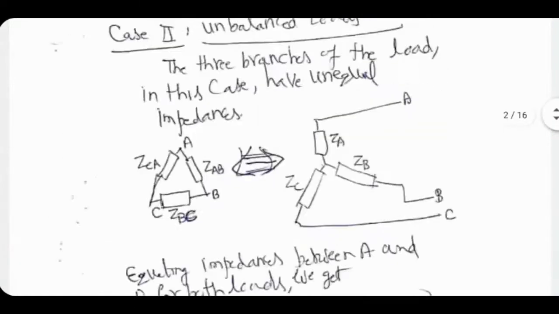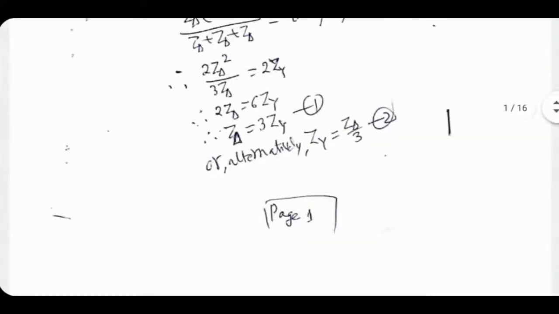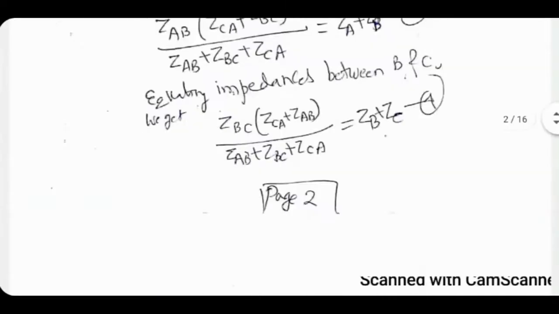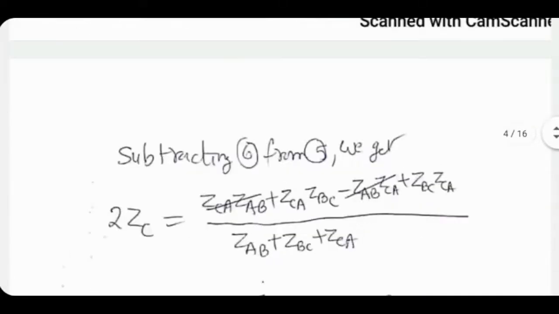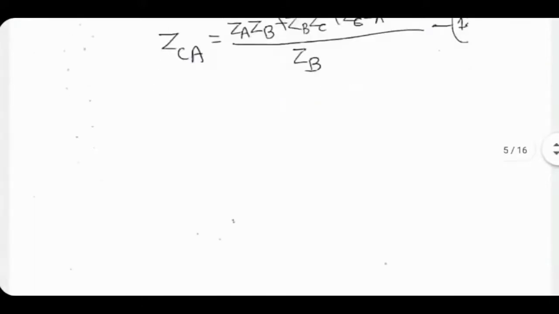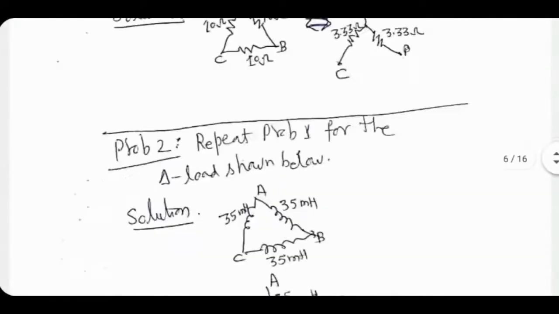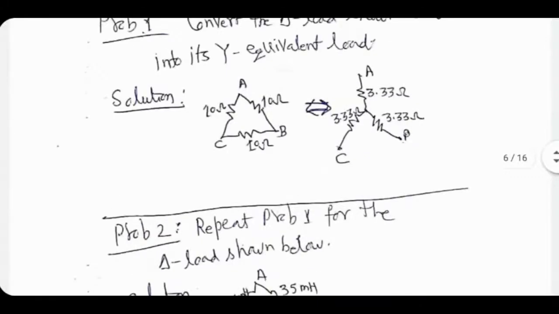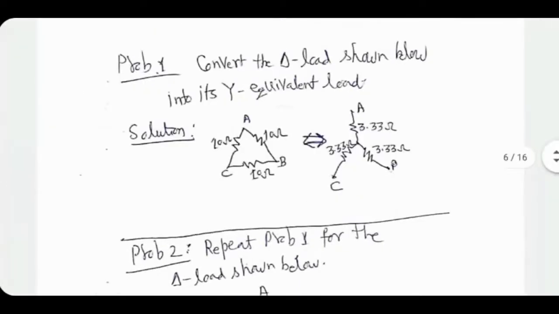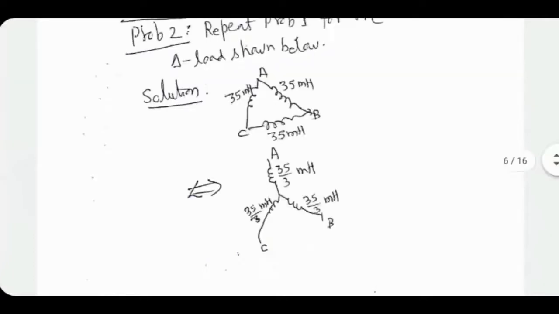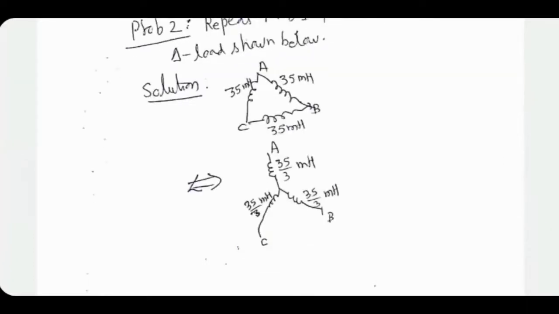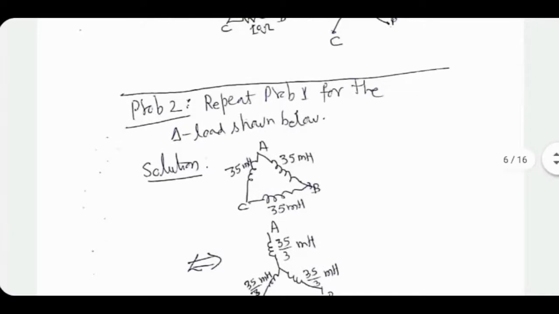if you go back to the first page, ZY is Z delta by 3, Z delta divided by 3. So the answer is pretty obvious in problem 1. Answer is 10 divided by 3 ohms. This should be very easy for you. Now, they want you to repeat problem 1 for this load, where we don't have resistors, but we have inductors.